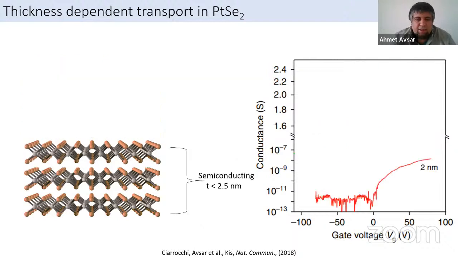Once you go below 2.5 nanometers, the material turns into a semiconductor. You can see that the material has an off current, and once you drive the Fermi level from the gap into the conduction band, the conductivity starts to increase, which is a typical response of a semiconductor.